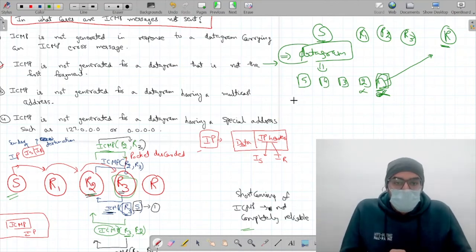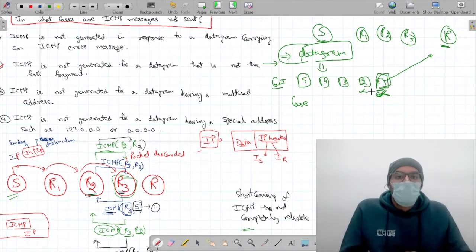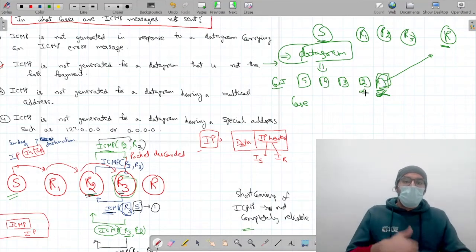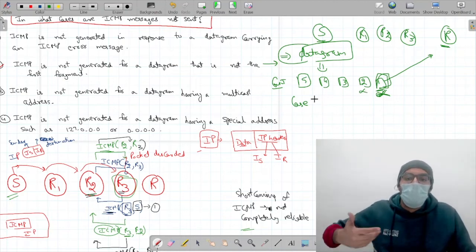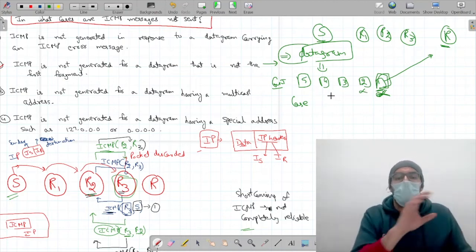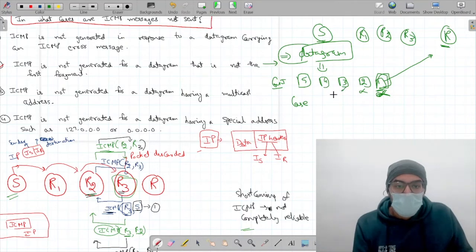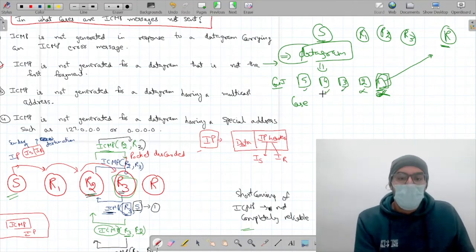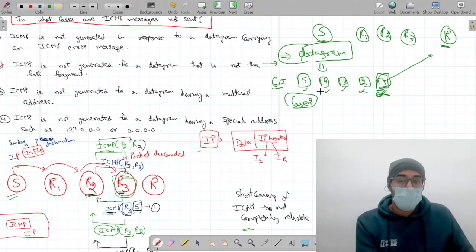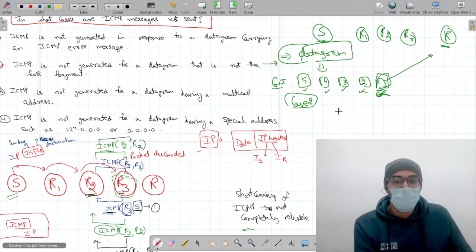This was case 1, when fragment 1 was discarded and the second was discarded, but the ICMP message was sent for fragment 1 only. The reason for that is, in any case, the sender S has to send the complete datagram again, even if the remaining fragments are not discarded. The second case is also one of the shortcomings of the ICMP protocol.